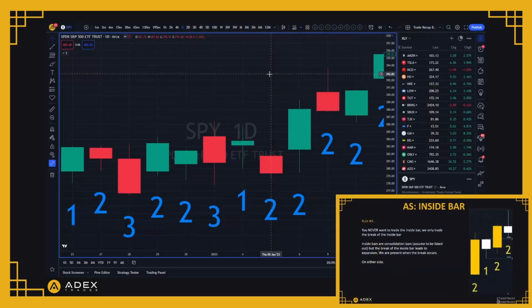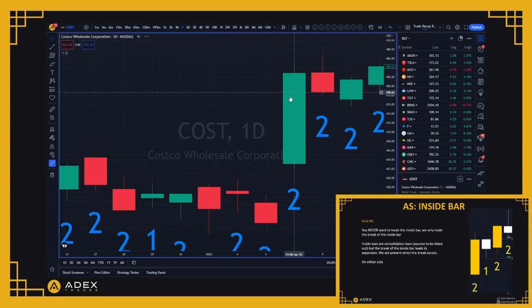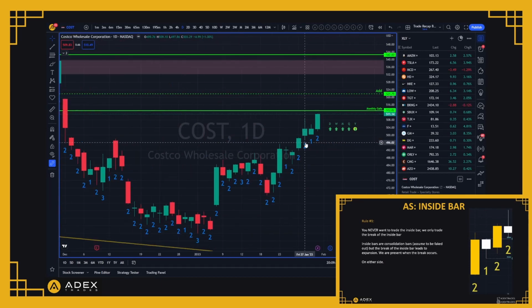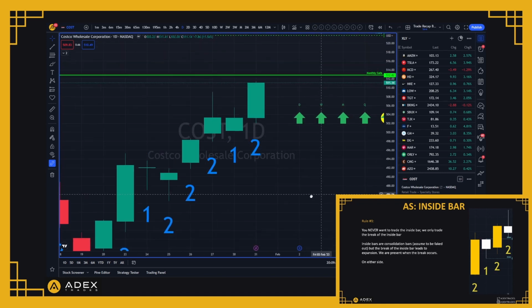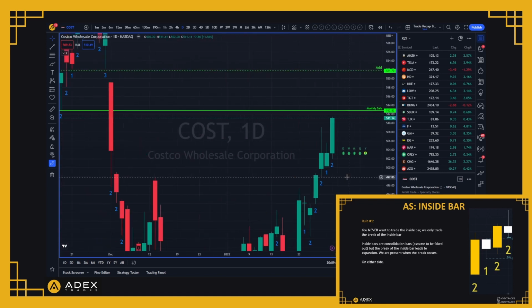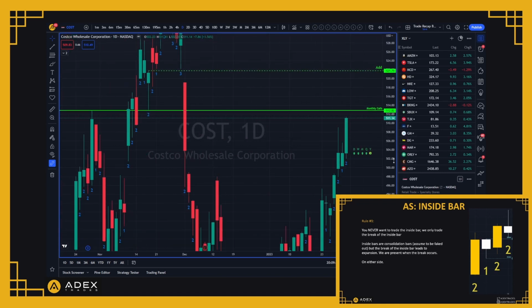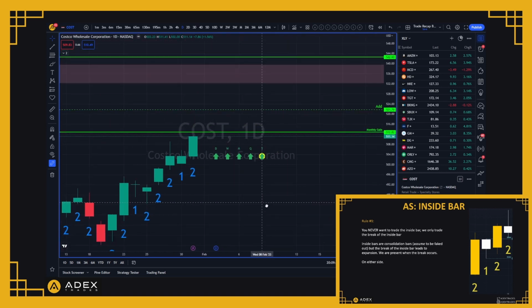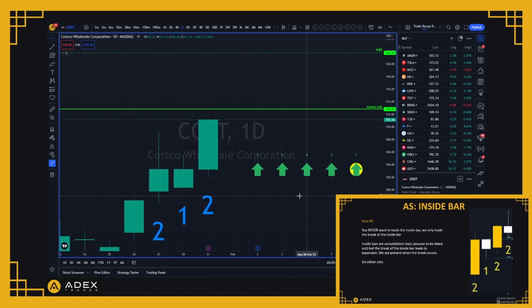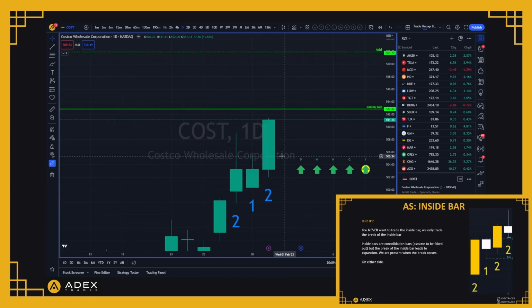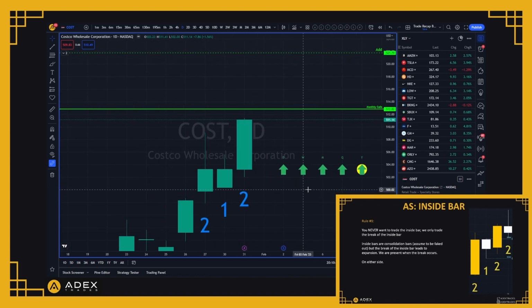Costco is a beautiful example of a 2-1-2, a classic 2-1-2 up for Costco. And the reason why is because of what happened yesterday, right? Yesterday, we've been in the swing for a while, and Costco went up, and we were like, oh yeah, Costco, but it was inside. So that's why I didn't really care for Costco.